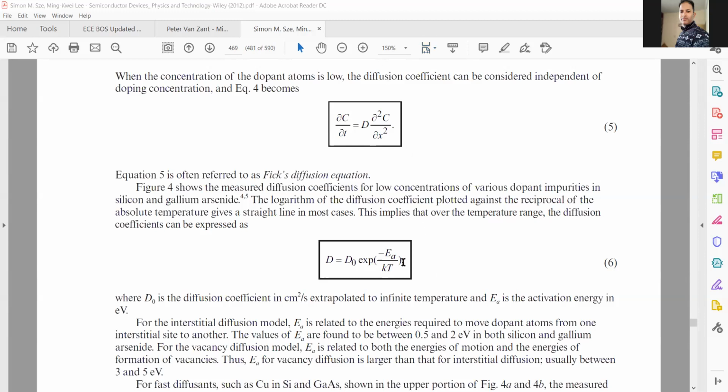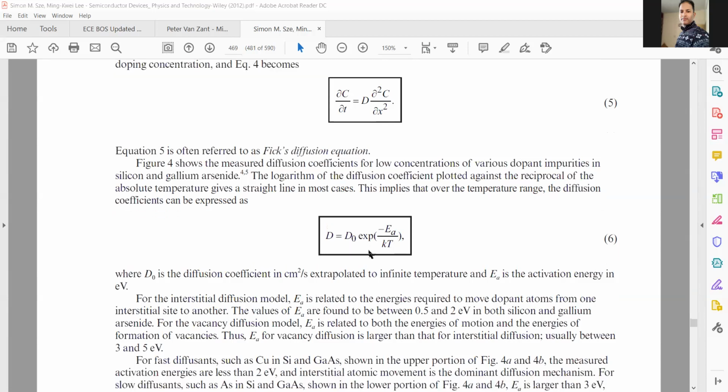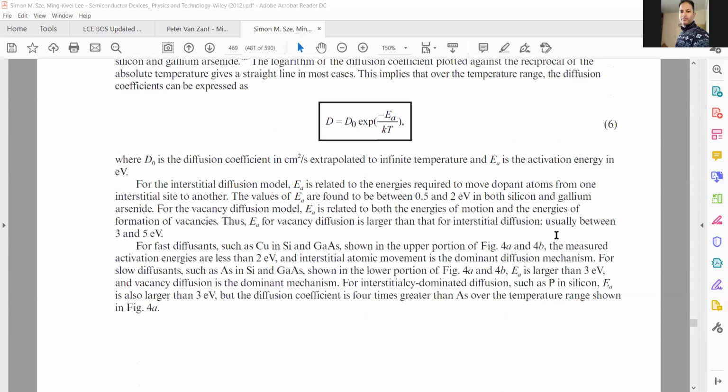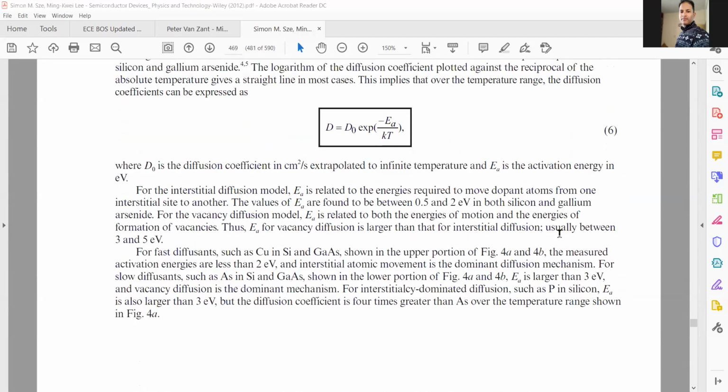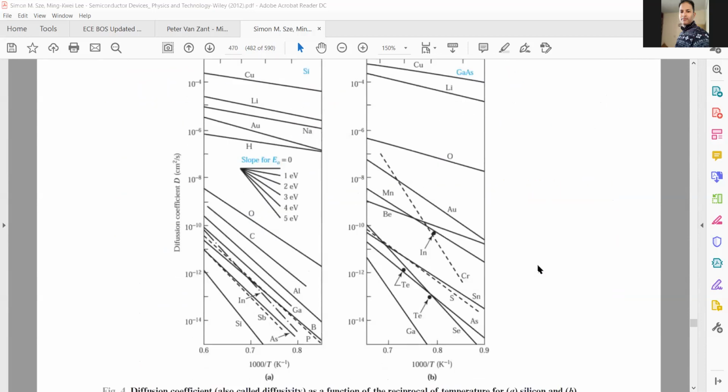But this exponential dependence on temperature is very important. We see that as temperature increases, this D increases exponentially. Okay, so with this we move on. This we have to keep in mind.